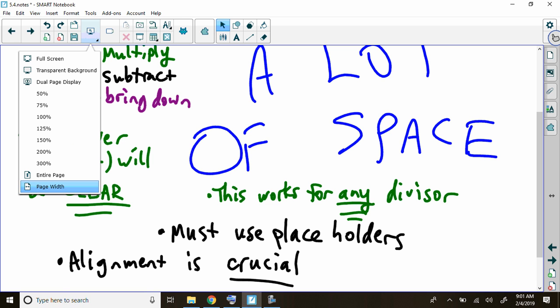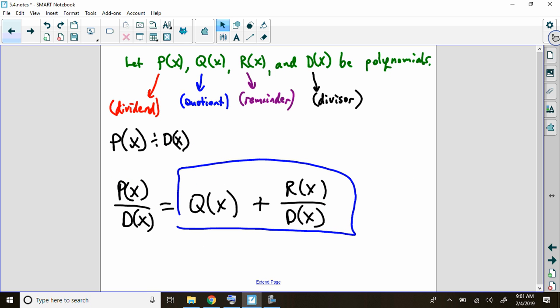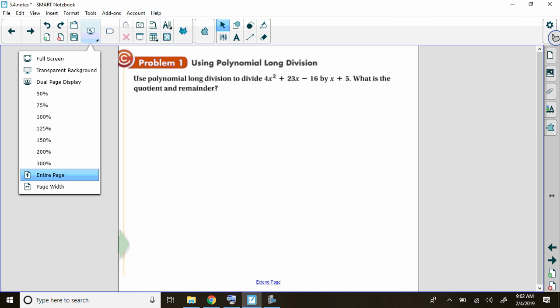So we got the theory down. We got some bullet points about long division down. We know the algorithm. We know we're going to be dividing. We know we're going to be multiplying. We know we're going to be subtracting and bringing down. So I think it's time to look at an example, eh? So I think we're ready.